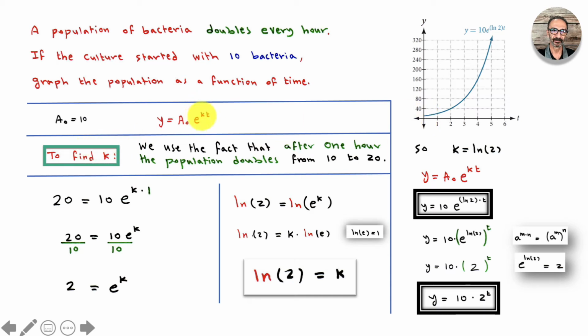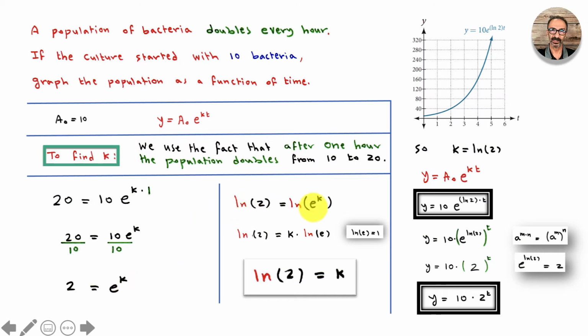To find k, the rate, we use the fact that after 1 hour, every hour, the amount doubles. So 10 becomes what? Becomes 20. 10 initial, 20 as an output in 1 hour. Instead of t, I'm using 1 hour. All this information, they correspond. 10 initial, after 1 hour, my output is 20. Divide by 10, divide by 10. I get 2 equals e to the k.